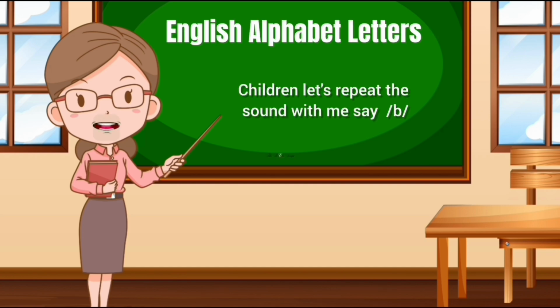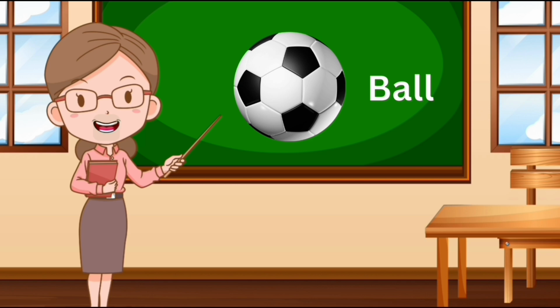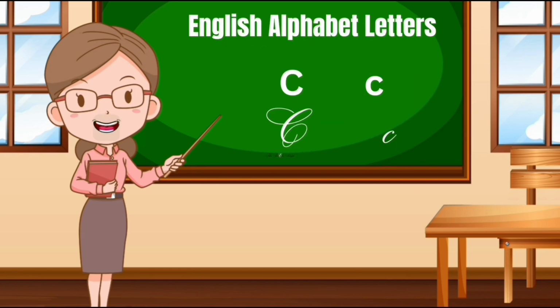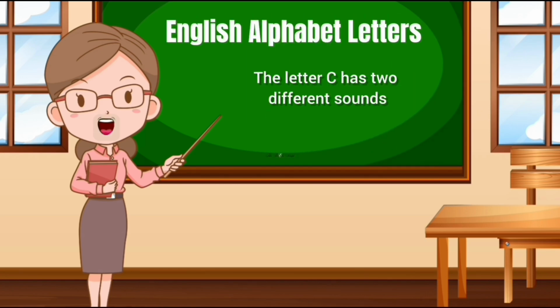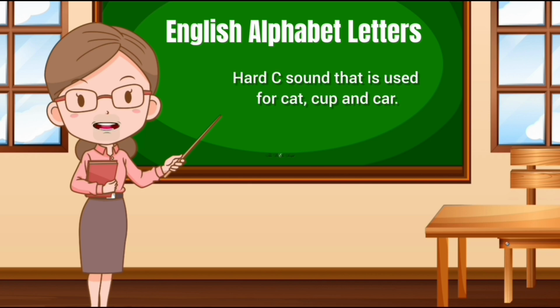Say B for ball. Perfect. This is alphabet letter C. The letter C has two different sounds, soft sound and hard sound. Soft C like city, cereal, and circle. Hard C sound that is used for cat, cup and car.